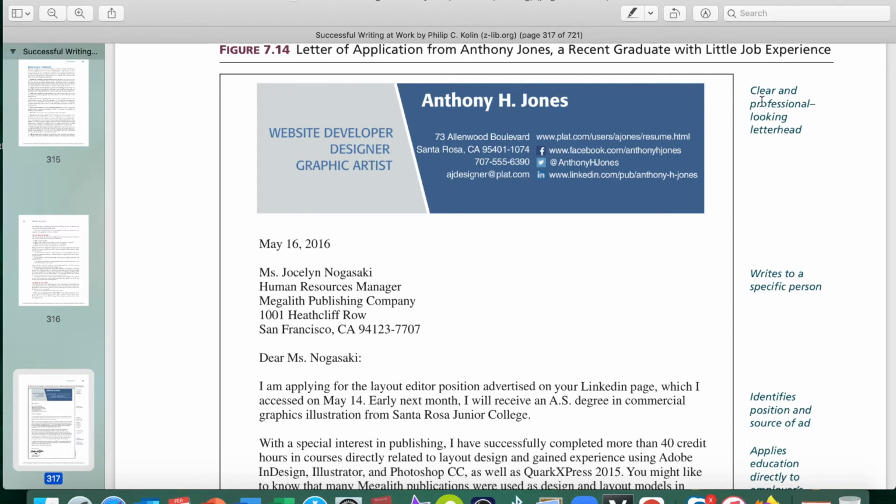Okay, here we see a clear and professional-looking letterhead. Here is the information of the addressee, the person that you are addressing your cover letter to: the date, the name of the person, her title, and the company and address. And here is the salutation, Dear Miss Nagasaki. I didn't say Dear Miss Manager or Dear Miss Doctor. No, you should specify the name.